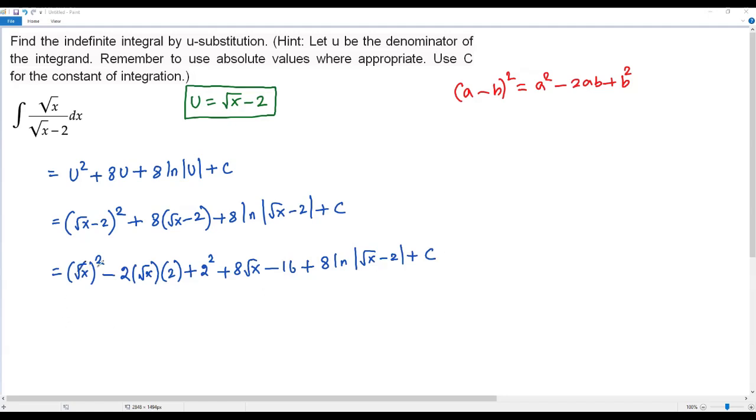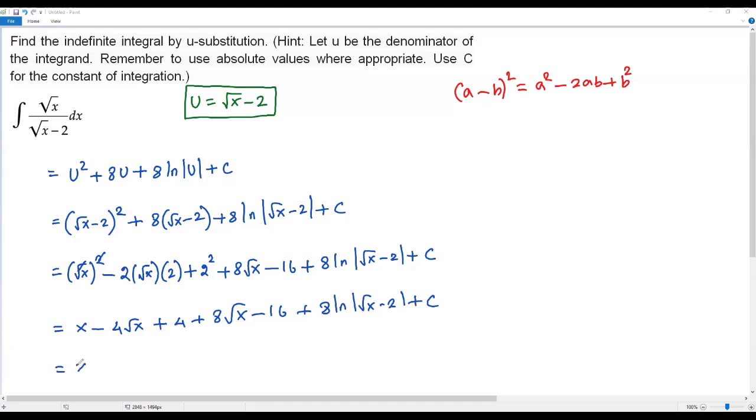Here the square root and square will cancel out. I'm just getting x, and negative 2 times 2 is 4, so 4 times square root of x is 4 square root of x, with a negative sign. The evaluation of 2 square is 4, positive 8 times square root of x, negative 16, positive 8 times natural logarithm of absolute value of square root of x, negative 2, positive c.